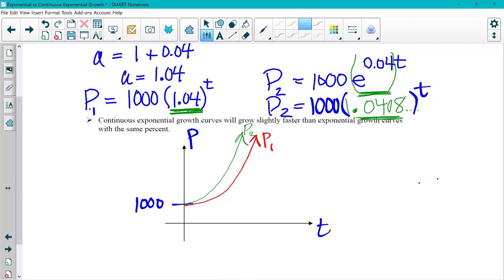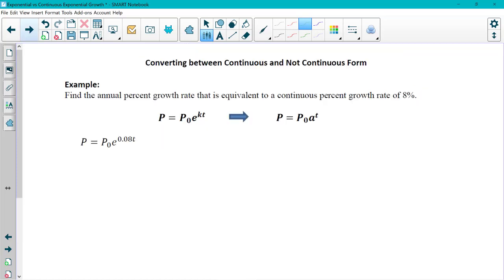Okay, so let's talk about how do we convert between a base of A, an exponential function that has base A versus base E. So growth, if it's continuous or not continuous. Okay, so let's look at an example here.